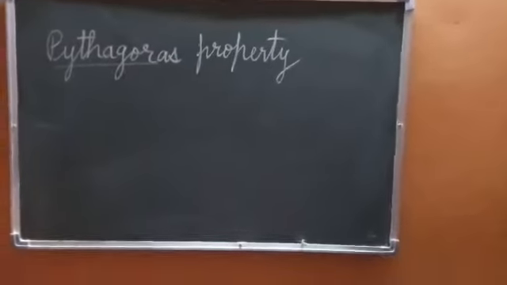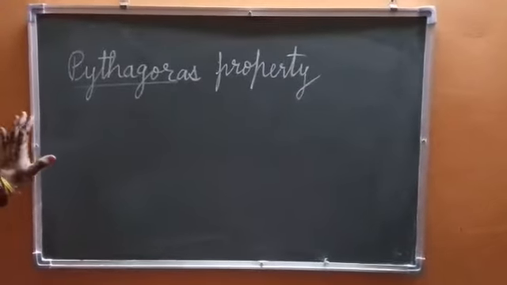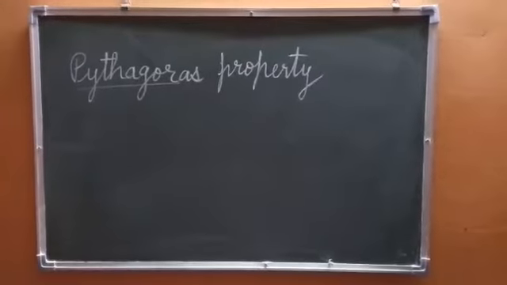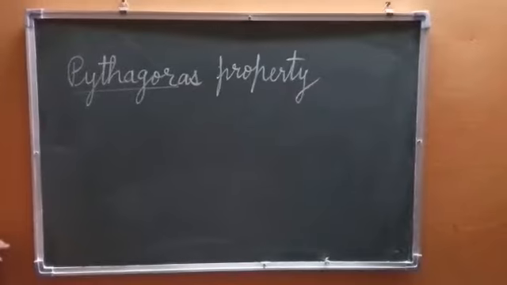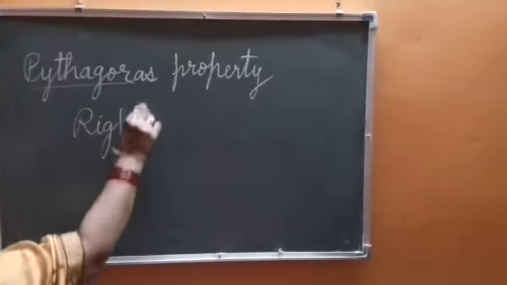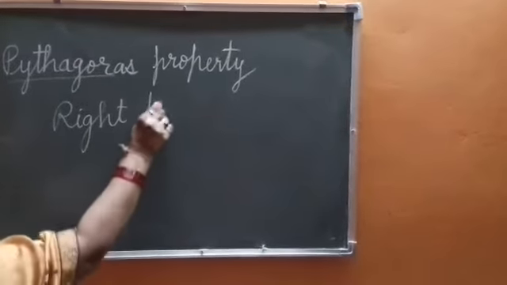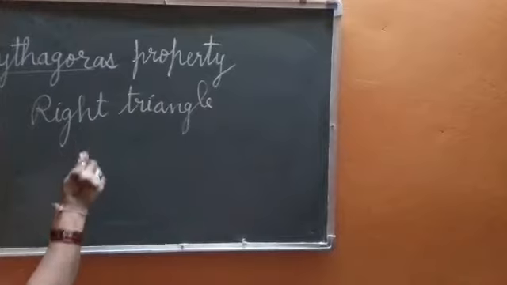Today we have come to the last property of triangles, which is known as Pythagoras property. Pythagoras was a Greek philosopher who gave this very important property, so it is named after him. This property is about right angle triangles. When we have a right angle triangle, this property holds good.